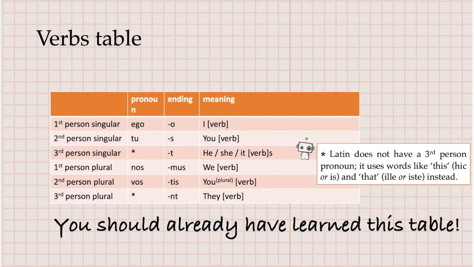Now, we've seen the verbs table of standard endings which we applied to the present tense, and you may remember doing hand gestures, ost, must, tis, unt.